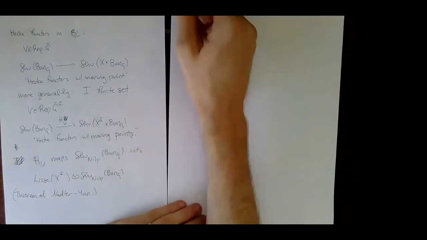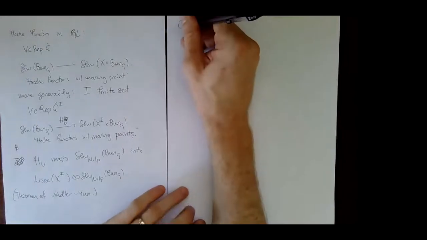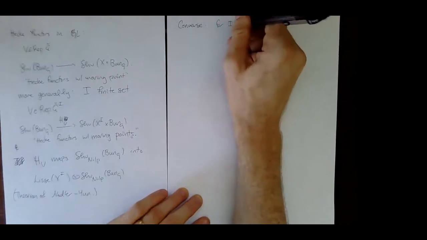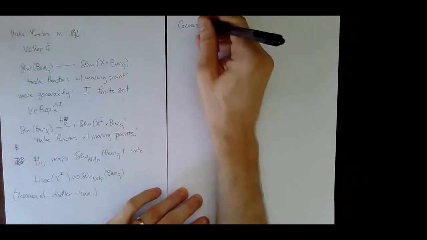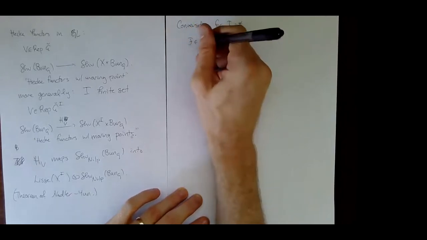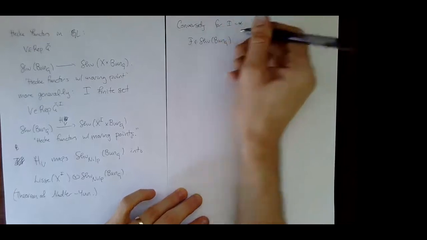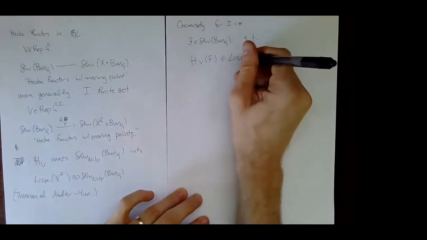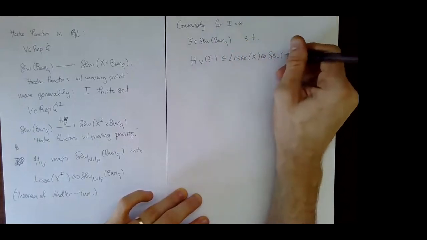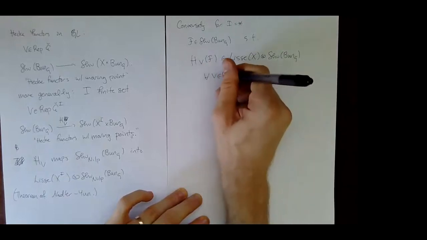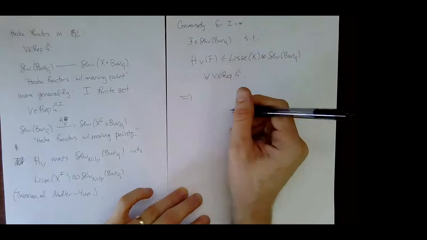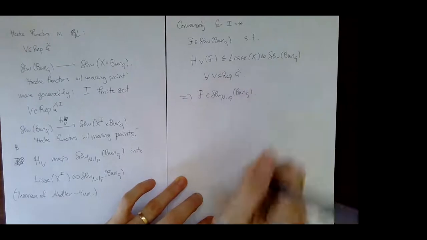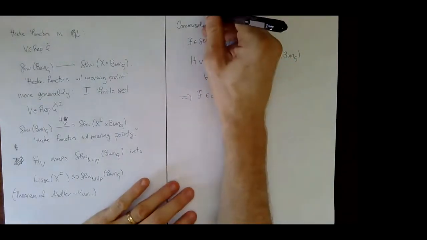And then there's a converse. So let's just say I equals one, and suppose you have some sheaf F on Bun_G such that the Hecke functor of F is a Lie's sheaf on X tensored with sheaves on Bun_G for every representation V. That implies that F actually secretly lived in this category of sheaves with nilpotent singular support. And so this is a theorem of ours.